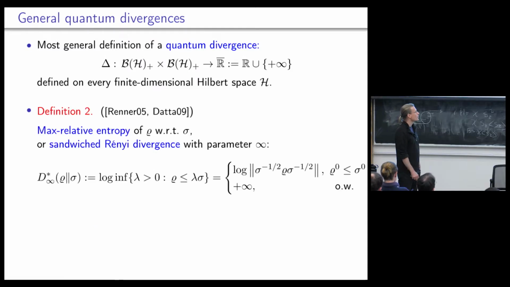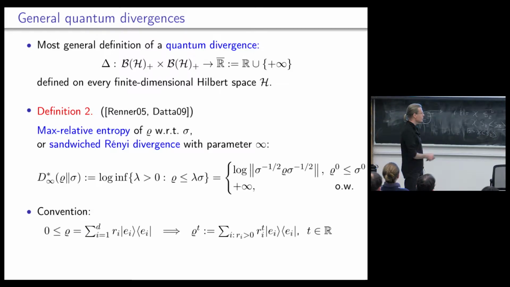Another one which is going to be important for us is the so-called max-relative entropy, or sandwiched Rényi divergence with parameter plus infinity. I use this notation. Again, it will be clear later why this is the notation. And this is defined by taking two positive semi-definite operators and looking at the smallest positive constant such that we have this domination. This means that the difference is positive semi-definite. And actually, there is an explicit formula for this. So it is quite easy to compute.